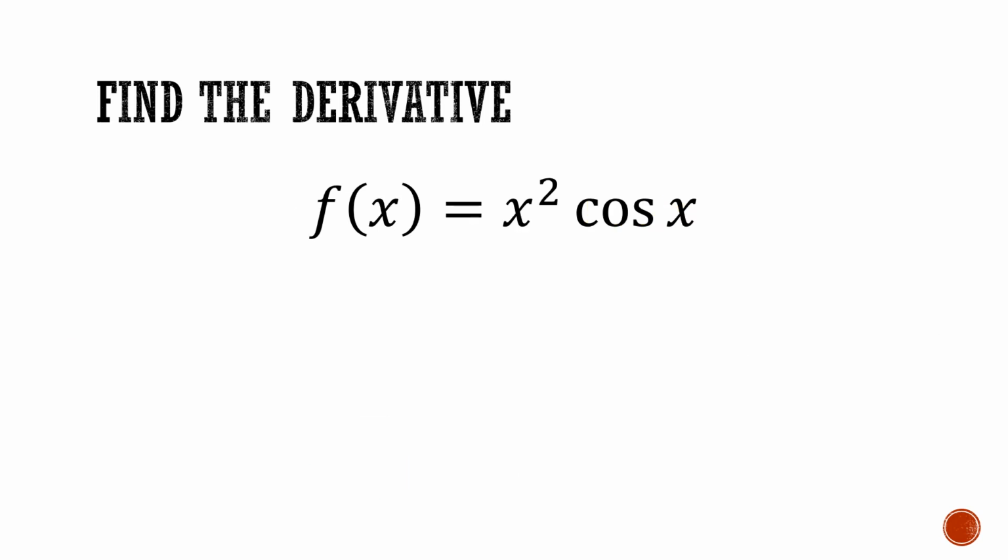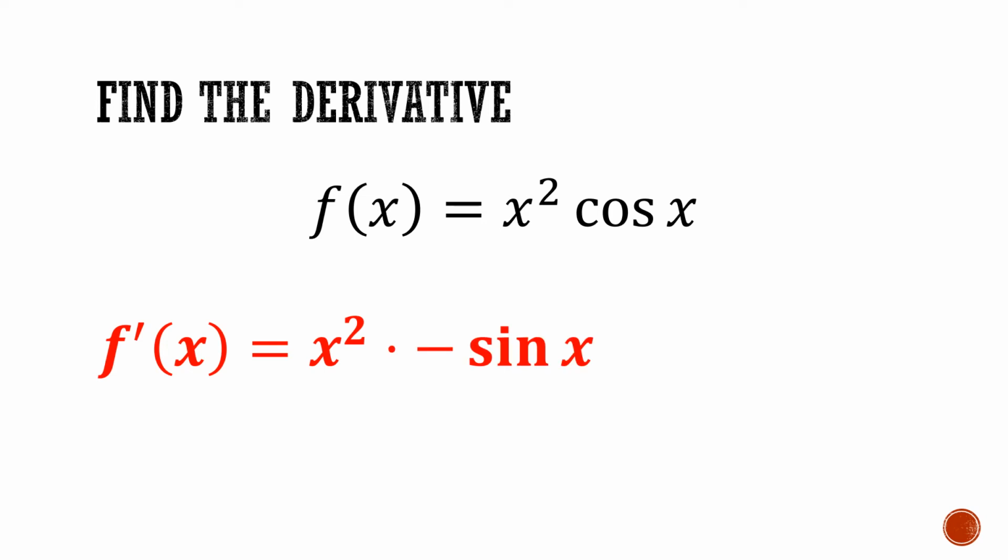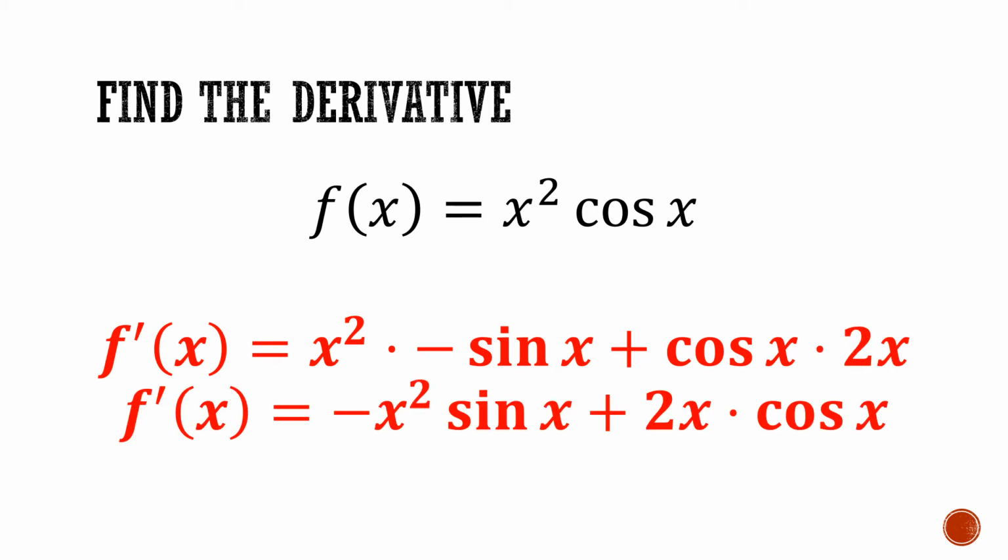All right, another example. Again, I'm multiplying in this example. I have x squared times cosine x, so I must use the product rule. So I have f prime of x equals x squared, that's first, times the derivative of the second. The derivative of cosine is negative sine x, plus second, which is cosine x, times the derivative of the first, which is 2x.